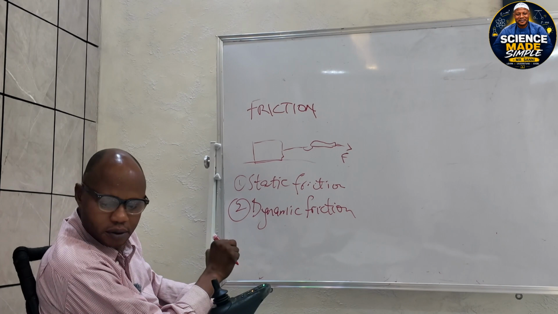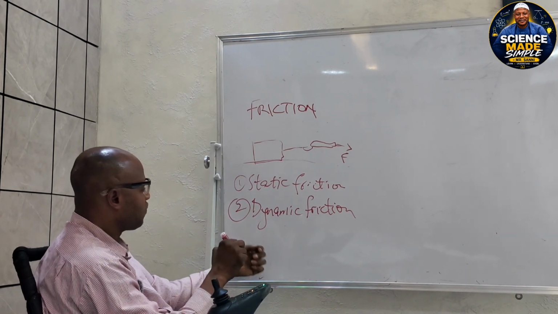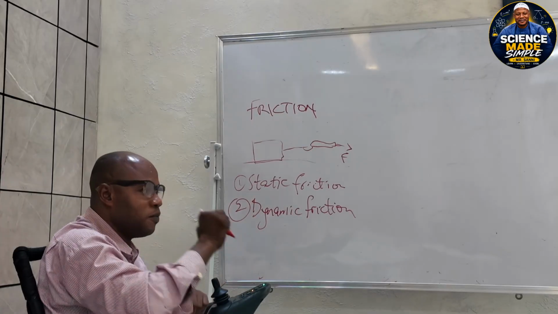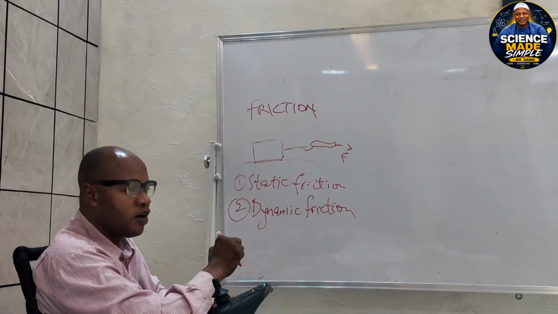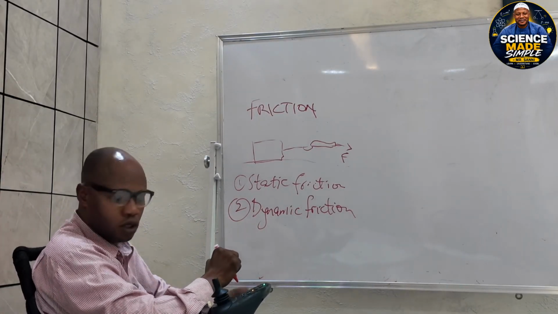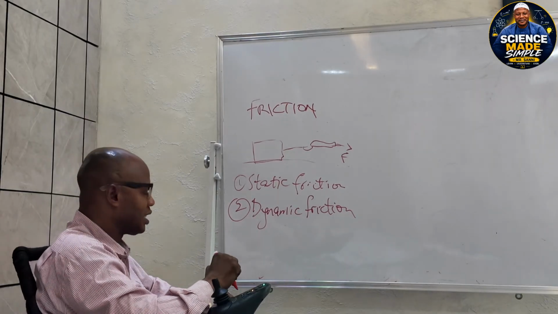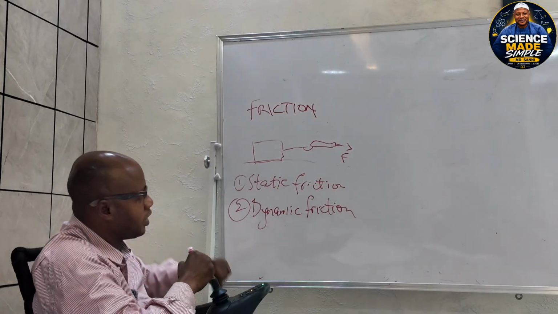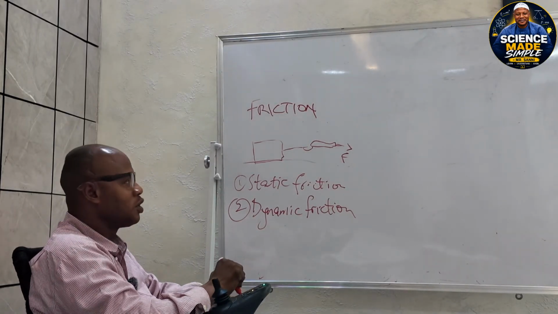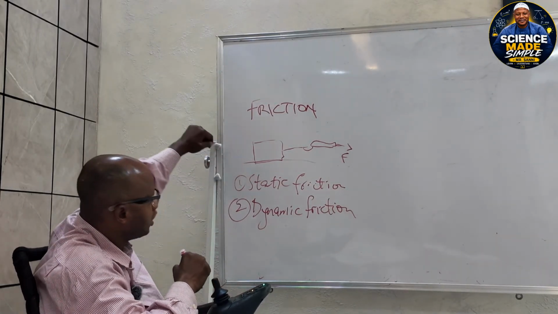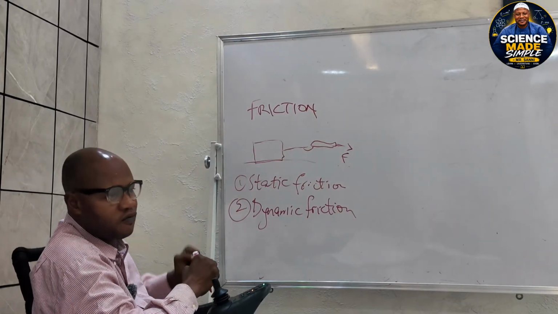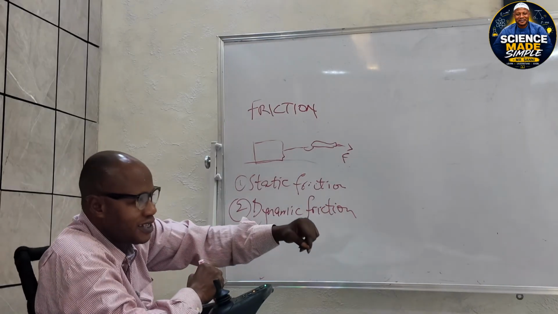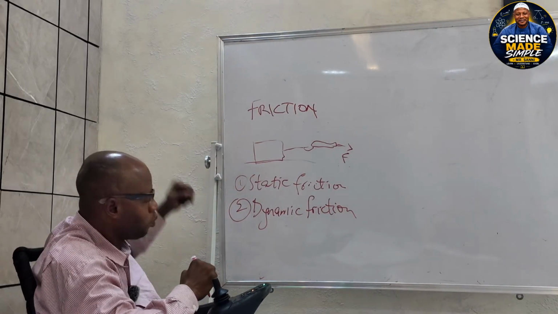So we also have the dynamic friction. That is the force required by the body to be in motion, to be in uniform velocity. We call it dynamic or kinetic friction. So from this simple experiment I explained, we can deduce that friction opposes motion. Friction opposes motion. It also produces motion. You understand? It opposes motion.